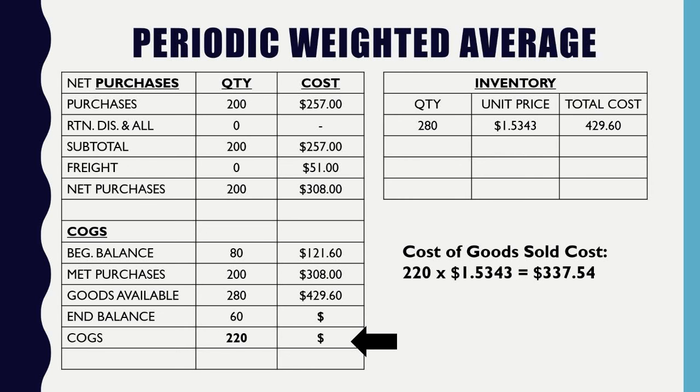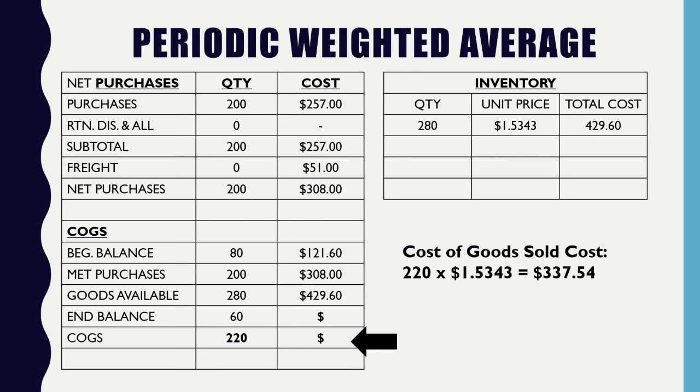So once we retrieve and did that extra calculation on completing the average cost per item, now we can go ahead and solve for our cost of goods sold, because we know what our average cost per item is. We know that every time we sell something from this batch, this is how much it's going to cost me. So I just multiply 220 by the $1.5343 to get me a grand total of $337.54.